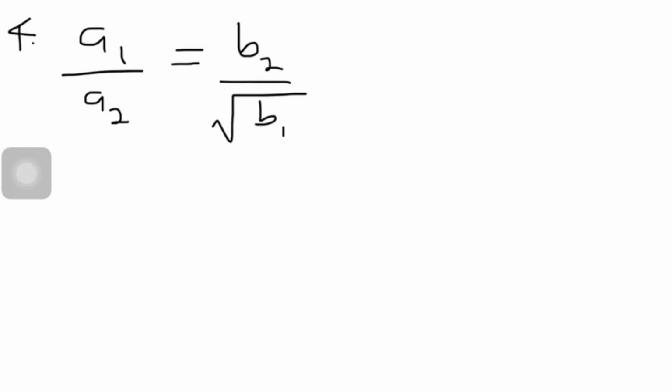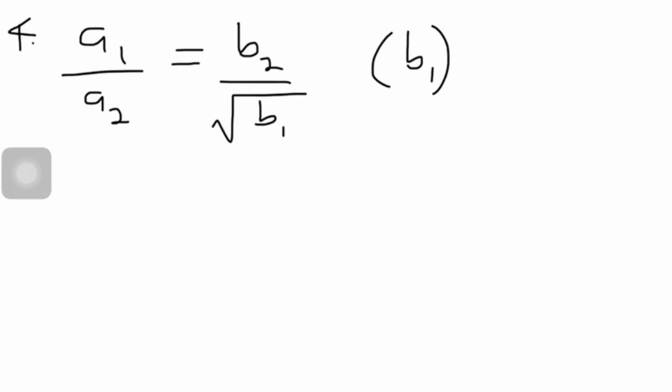Example number 4, a1 divided by a2 is equal to b2 divided by the square root of b1. Make b1 the subject of the formula. So here we are just going to work it out the way we've done for example number 3, because we want b1, but in this case the b1 is under a square root. So the first thing before you even do anything else is to square everywhere. Square everything, and then the square root disappears.